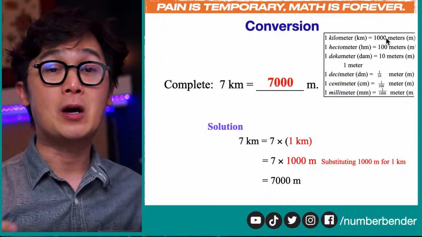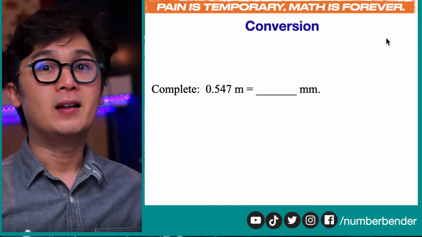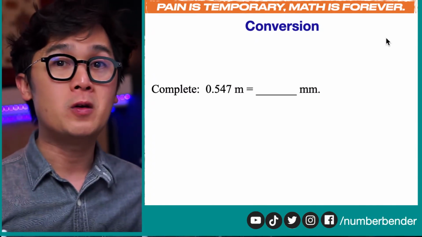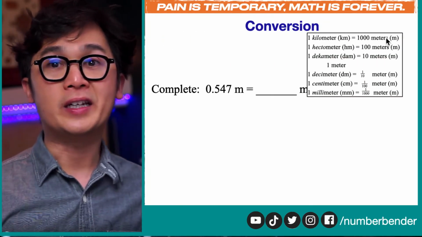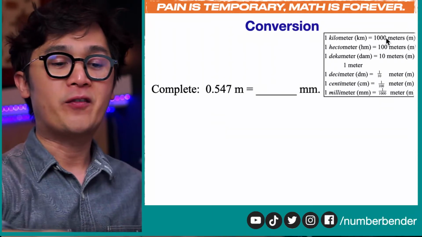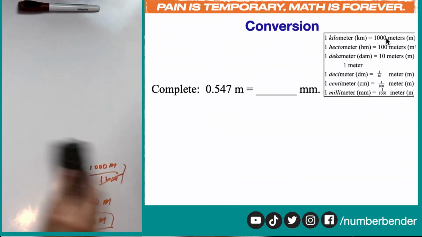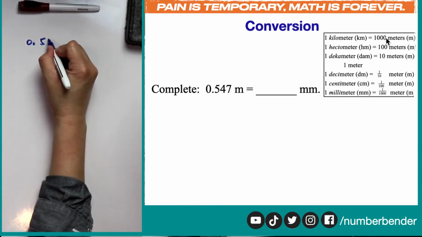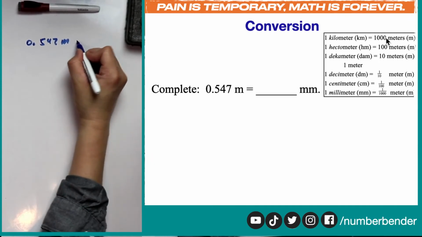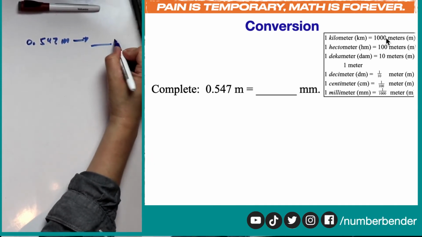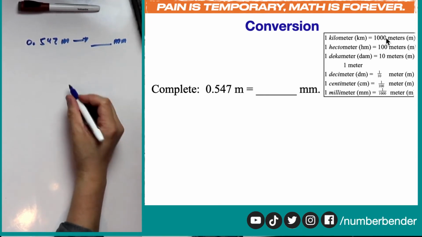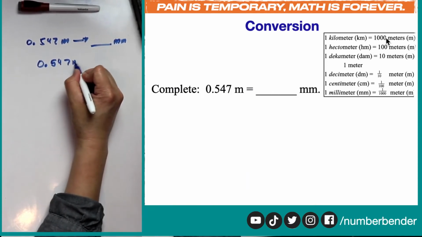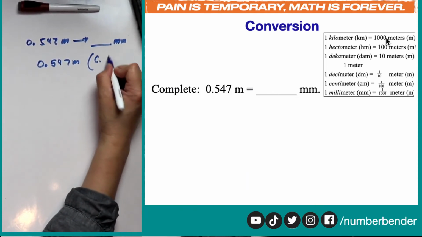Now that we know how to use our conversion factor for the metric system, let's have another one and change 0.547 meters into millimeters. For this, we need to use our cheat sheet and see if we can convert our meters into millimeters. So now we have 0.547 meters, and we're going to convert it into something millimeters. And we know that all we need to do is multiply 0.547 meters by the conversion factor.